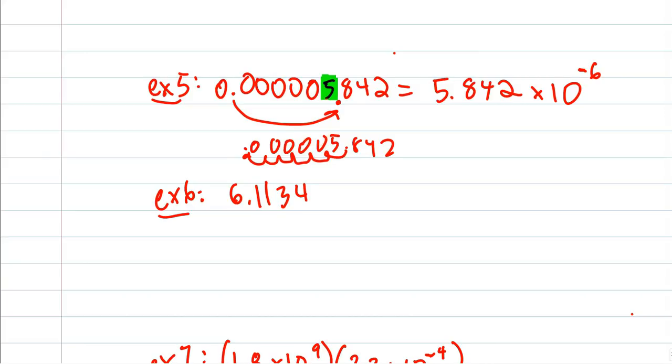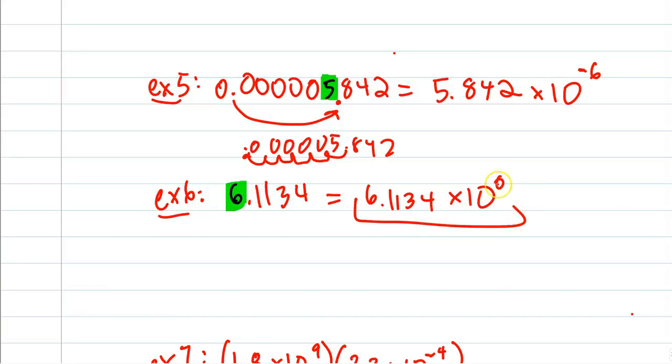And last but not least here with this example, if I have 6.1134, my first number right there is already in the ones place. That's weird. So we could put 6.1134 times 10 to the, how many times do we need to move the decimal place? 0. This would be something that might show up in the homework. I'm not trying to trick you guys. I wouldn't be doing this on the test. But technically that would be putting that number in scientific notation. I wouldn't need to move the decimal place, so that exponent would be 0.